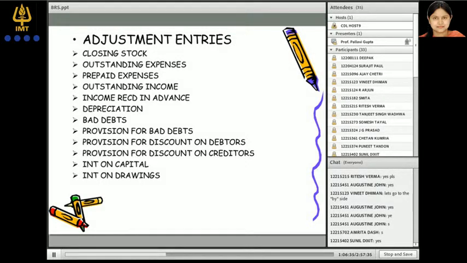This closing stock debit is carried to the balance sheet, and this is taken in the credit side of the trading account. Now, as we have seen that we prepare it for, this is the financial year I am taking here.